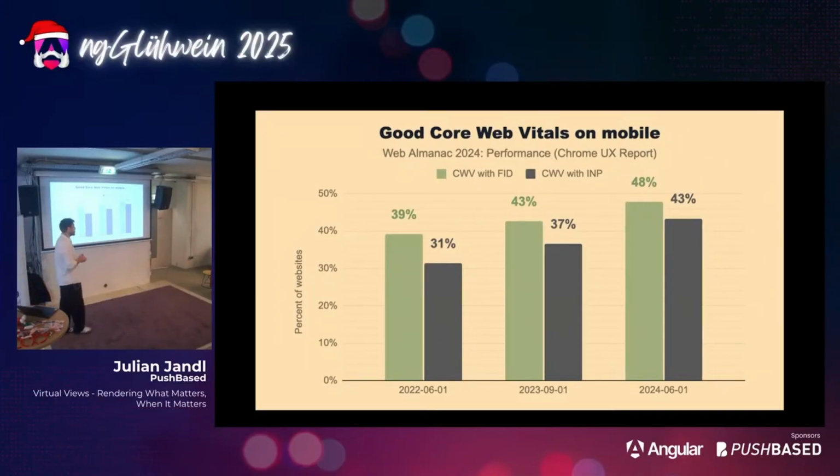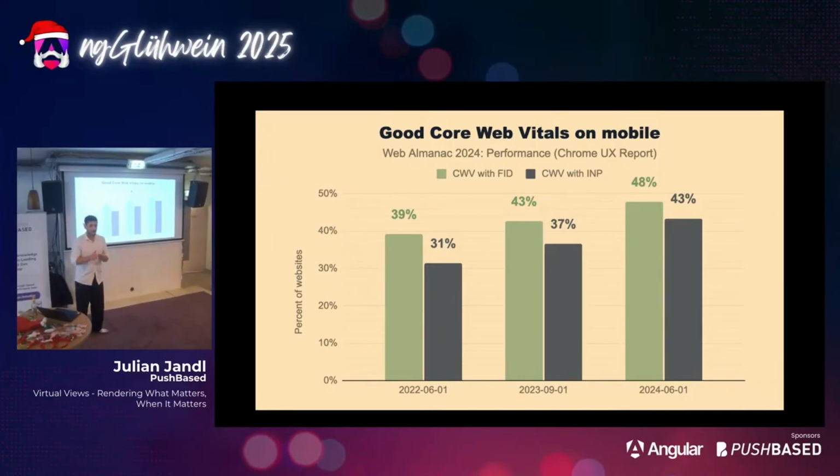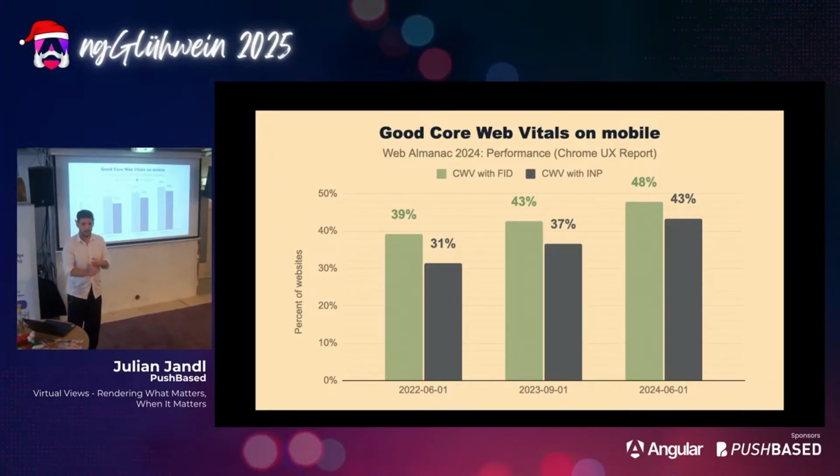We can also show this in bar charts. This is in particular INP. We see here in 2024, only 43% of all mobile devices manage to have good INP. What does it mean? More than half of your users suffer from slow responsiveness of your app while using it.